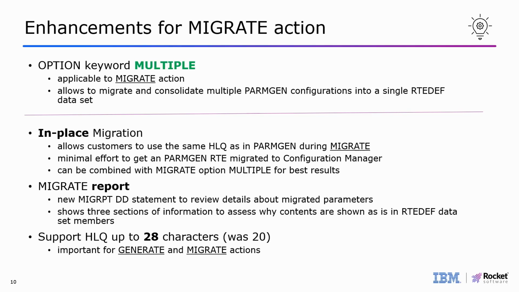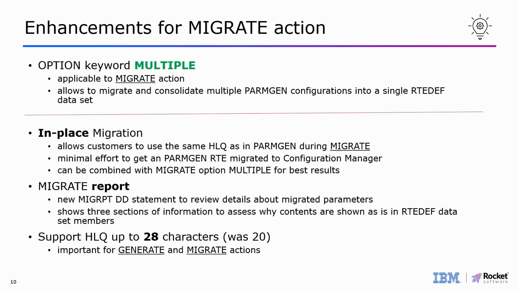The second important part is the in-place migrate. That means that you can effectively reuse the same high-level qualifiers of your ParmGen runtime environment, so that you will have less work on APF authorizations and things like that. Obviously, at some point, this will become destructive in a way that there is no way back to your original ParmGen configuration, but there can be measures to allow that fallback if at all necessary.